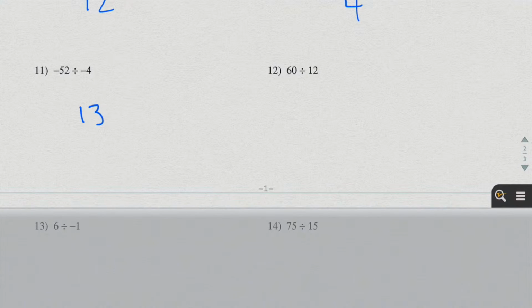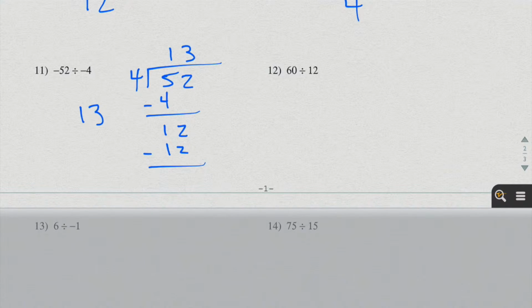Normally we're used to only going up to the 12 times table, so we don't really go into the 13. But if you do long division, 4 into 52, 4 goes into 5 one time. 1 times 4 becomes 4. We subtract those, 5 minus 4 is 1. Bring down the 2. 4 goes into 12 3 times. 3 times 4 is 12. Subtract those, we get 0. That's how we got that 13.